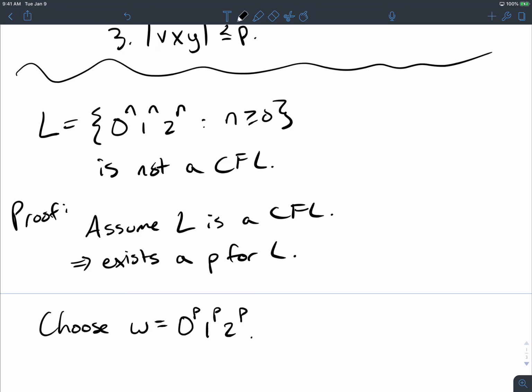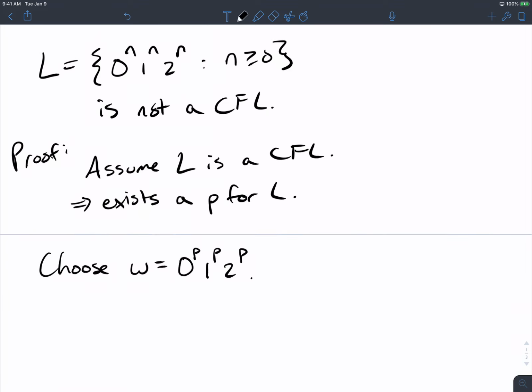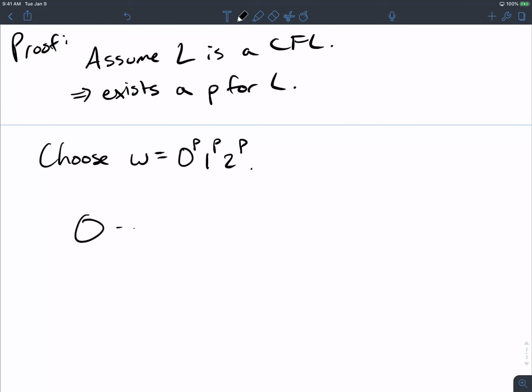So now let's look at a little bit more interesting situation. Could it be that the VXY part, here's a technical term, straddles the midpoint between the zeros and the ones? What I mean by that is the VXY part contains some zeros and some ones, instead of just being uniformly in the zeros, ones, or 2s. I'll draw it to make it a little easier to see instead of just hand waving it. Okay, so here's our string.